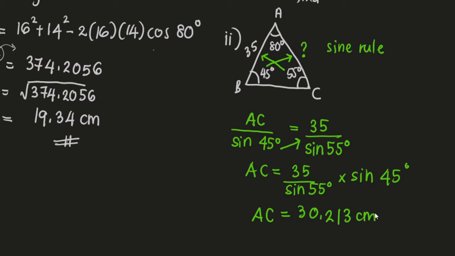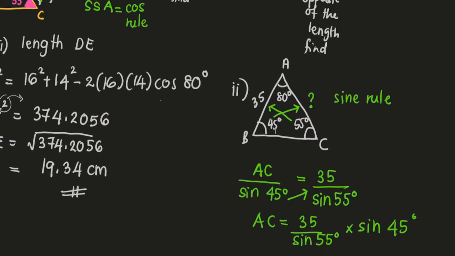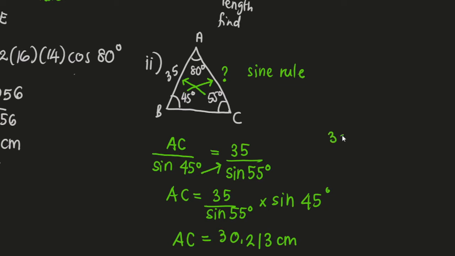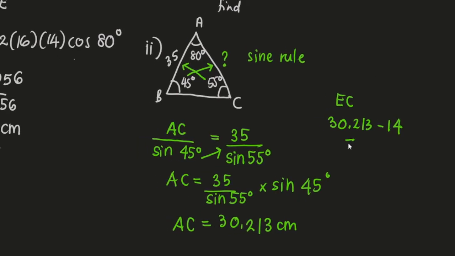Teacher takes longer decimal places, because remember teacher told you, until you get the final answer, only then you round off to 2 decimal places. But now we don't want the whole AC. We actually wanted EC, this part only. So you take the whole thing, 30.213, minus 14, which was the length AE. So we will get the balance for EC, means you minus 14, we get 16.21. Here you can round off to 2 decimal places.